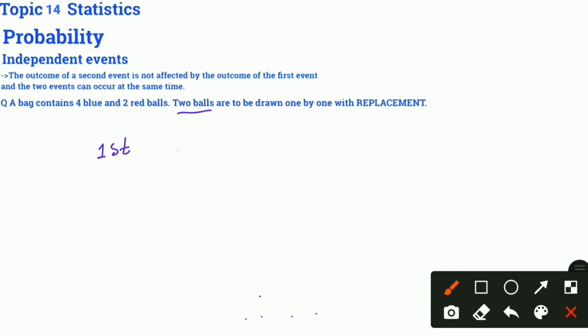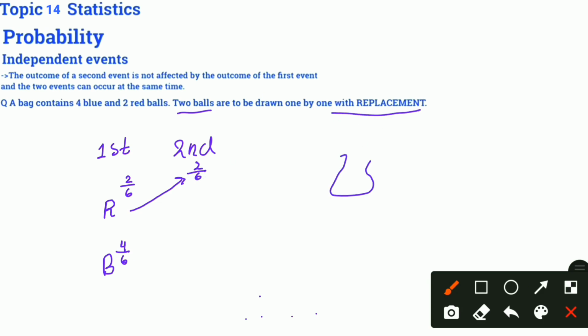First ball, second ball. The probability of getting red is 2 upon 6. The probability of getting a blue ball is 4 upon 6. After getting a red, it could be possible that we could get another red. So 2 upon 6 again, because it is with replacement.